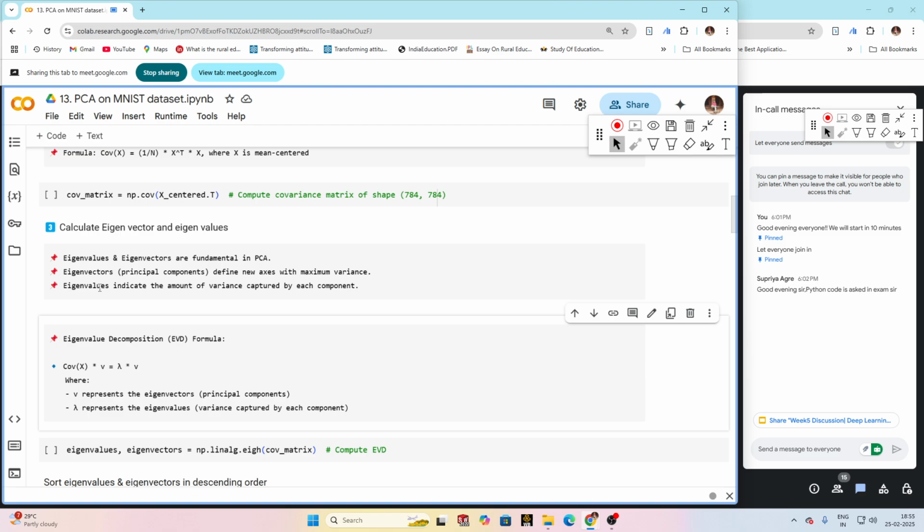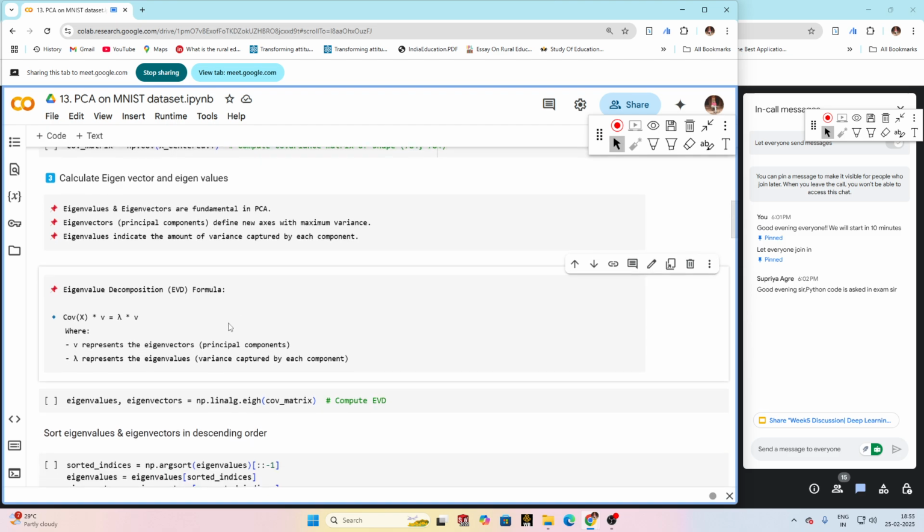Eigenvectors are nothing but principal components onto which we will project the data. Eigenvalues are important because the eigenvector which has a larger eigenvalue will capture more variance of the data. The smaller eigenvalues will capture less variance of the data. So in principal component analysis, we take the top k eigenvectors and eliminate the other n minus k eigenvectors. That is why eigenvalues are important, because they indicate the amount of variance captured by each principal component. So that is why we have to calculate the eigenvectors and eigenvalues.